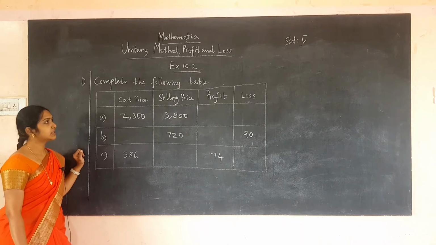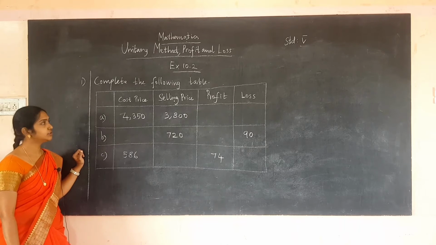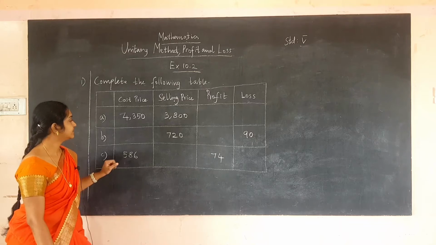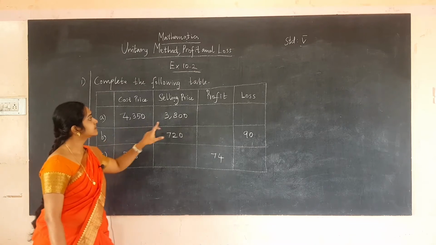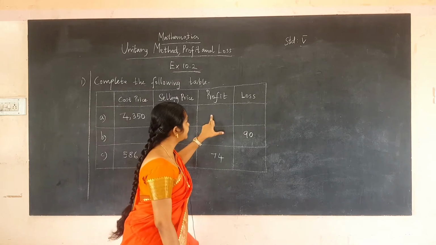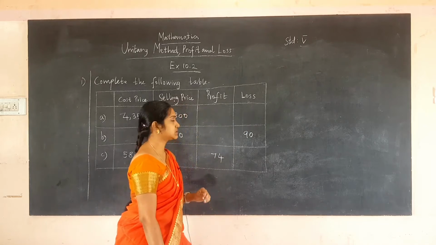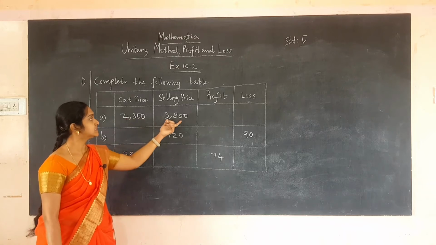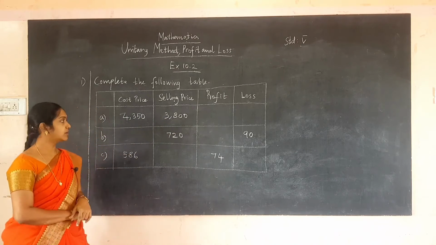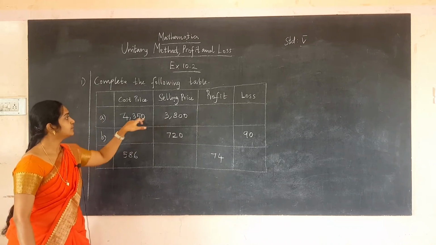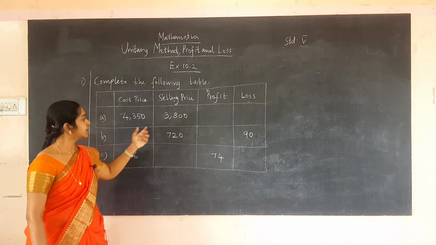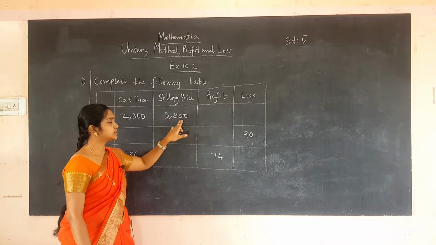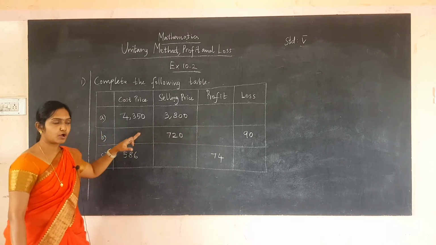Now we are going to solve exercise 10.2. The first problem is complete the following table. Cost price is given, selling price is given. We have to find whether it is profit or loss. You look here, cost price is greater, selling price is smaller while comparing. So, this is a loss. Cost price is greater than the selling price. So, we will get loss.